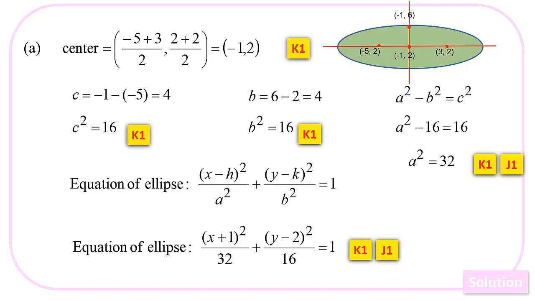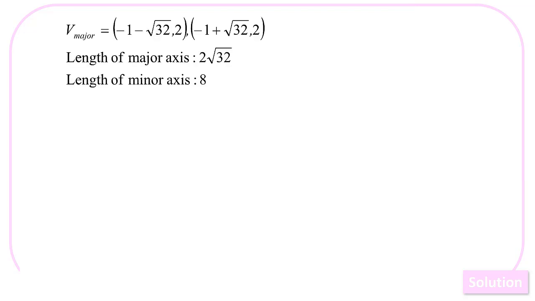And then we have to find the major vertices, the length of the major axis and the minor axis. Major vertices, J1. Length of major axis, we get J1. And for the length of the minor axis, we get J1.